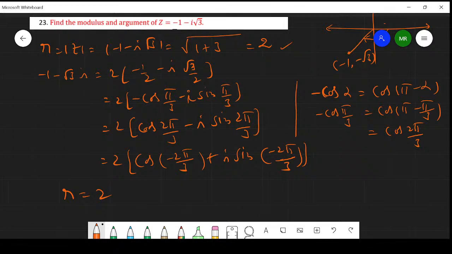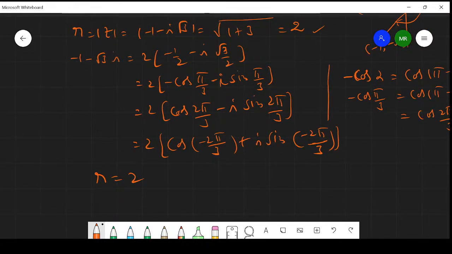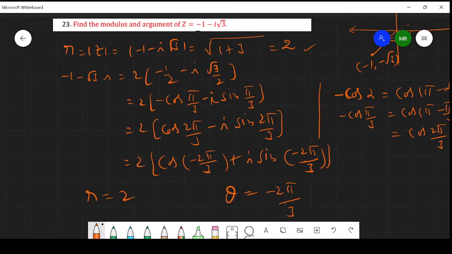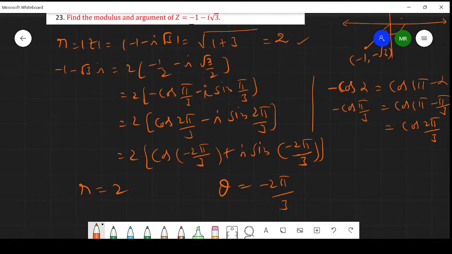Because they are asking for the amplitude here, I will write it now. So r is equal to 2, and theta is equal to minus 2 pi by 3. This is the amplitude or argument. They are asking to find the modulus and argument. Argument and amplitude are both the same. Don't get confused.